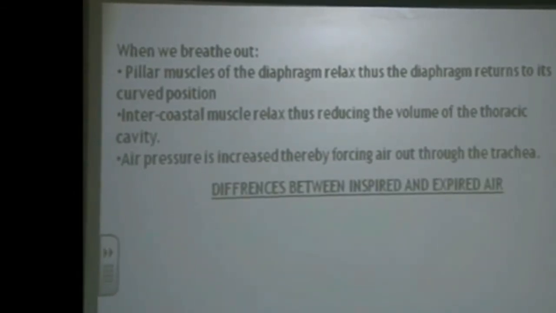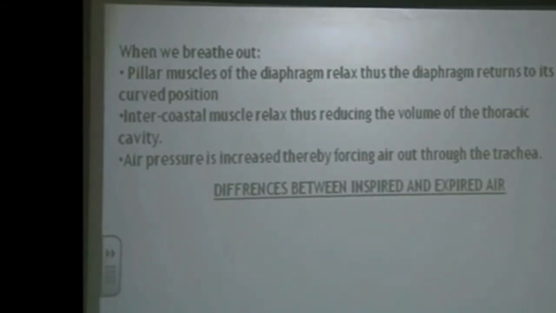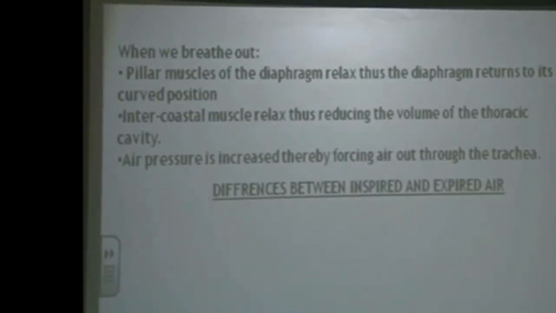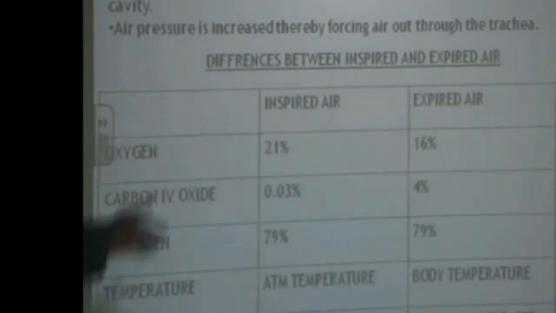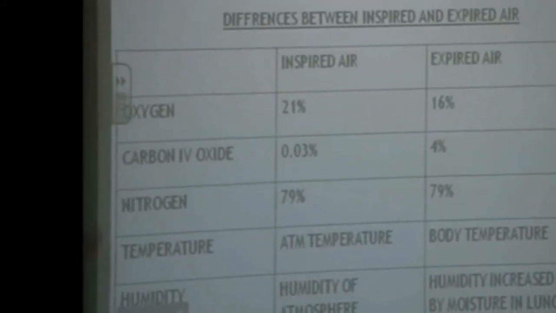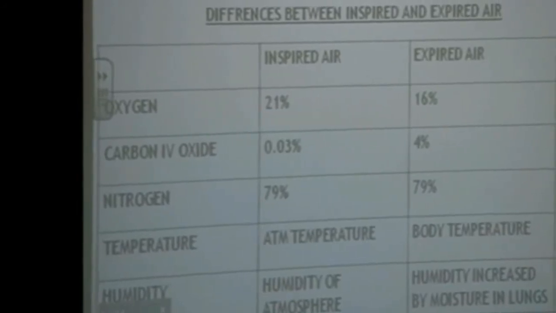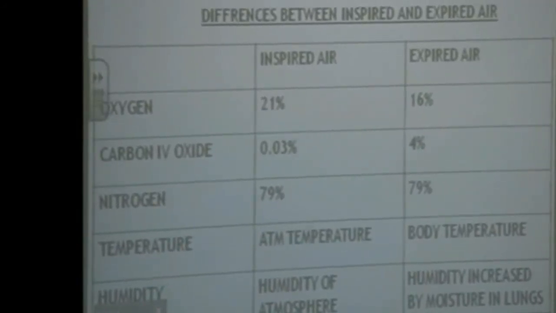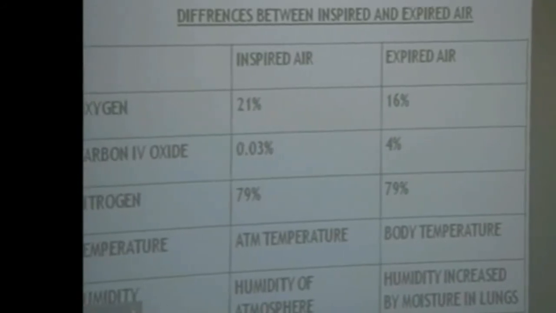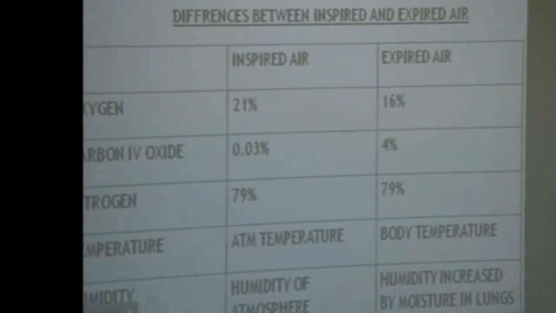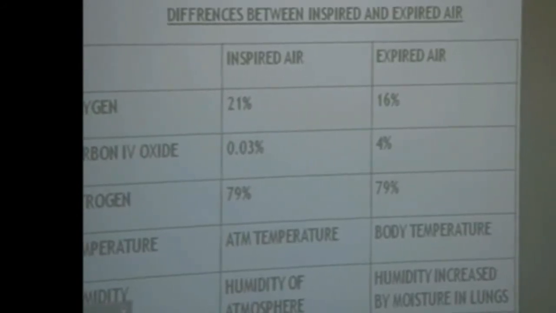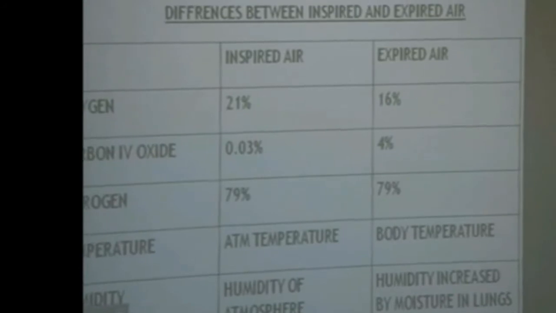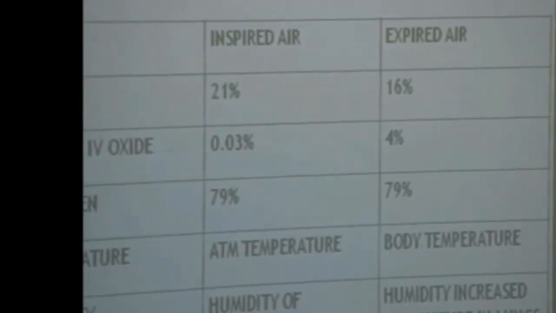Now, before we round up, let's quickly look at the differences between the expired air and inspired air. That is, the air we breathe in and the air we breathe out. If you look at this table, it will show you the picture of what is happening. When you breathe in, you breathe in about 21% oxygen. And when you breathe out, 16% oxygen. For carbon dioxide, you breathe in about 0.03%, but the amount that goes out is about 4%. Nitrogen is stable, the same amount you breathe in is what you breathe out.